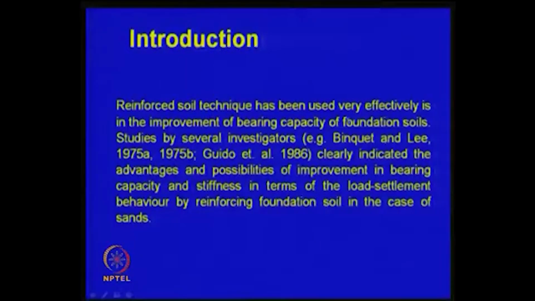In this class of improvement techniques, the reinforced soil technique is something that is very elegant because its principles are somewhat simple and well understood, and it appeals to many people because it is more mechanics oriented. A lot of work has been done in recent times in this area, particularly because you have so many companies producing geosynthetics. So, this technique has been used very effectively in the improvement of bearing capacity of foundation soils.